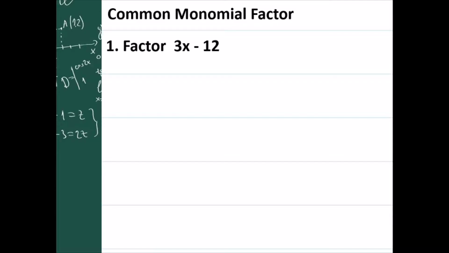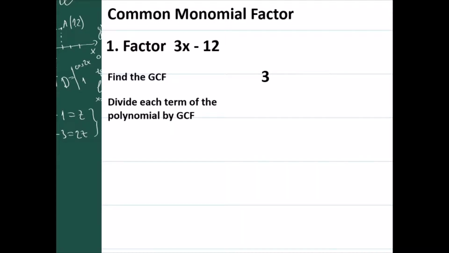Example, factor 3x minus 12. Follow the simple steps in factoring polynomials. First, find the GCF. So the GCF of 3x minus 12 is 3. Next, divide each term of the polynomial by the GCF. So we have 3x divided by 3 is x, and negative 12 divided by 3 is negative 4. And this is our other factor.